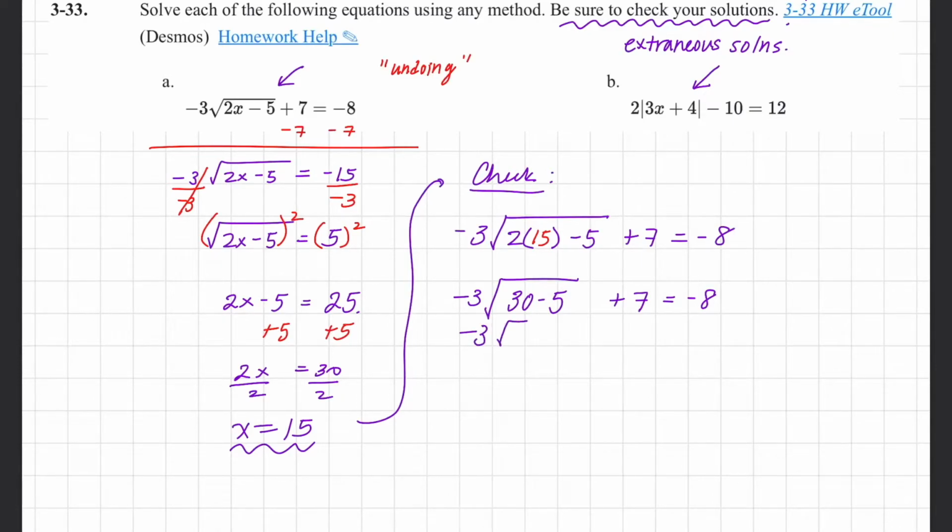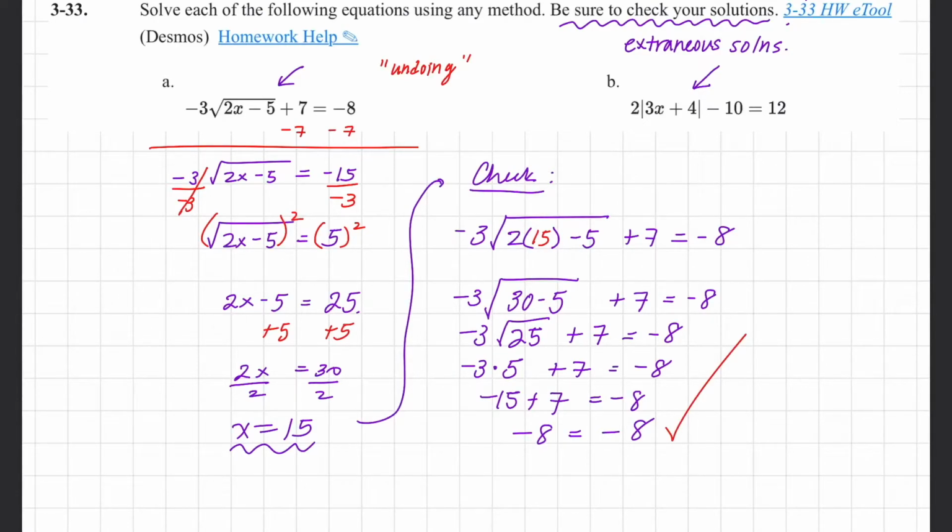So inside the square root, I got 25. Right? 30 minus 5. And then the square root of 25 is 5. So I can rewrite this as negative 3 times 5 plus 7 equals negative 8. Well, we're going to try to see if this is true. So negative 3 times 5 is negative 15. And it looks like negative 15 plus 7 is equal to negative 8.